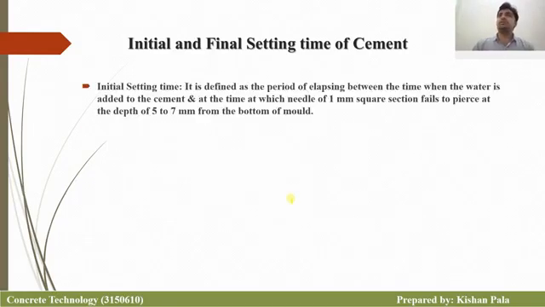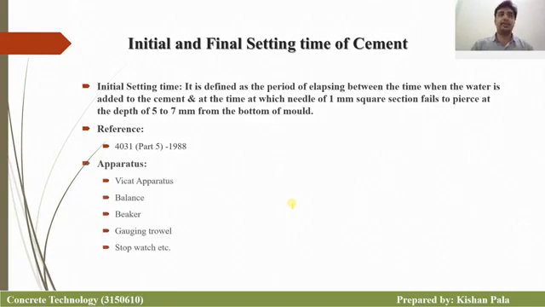It is defined as the period elapsing between the time when the water is added to the cement and the time at which the needle of 1 mm square section fails to pierce to a depth of 5 to 7 mm from the bottom of the mold. Clear? You can refer to IS 4031 Part 5, 1988.